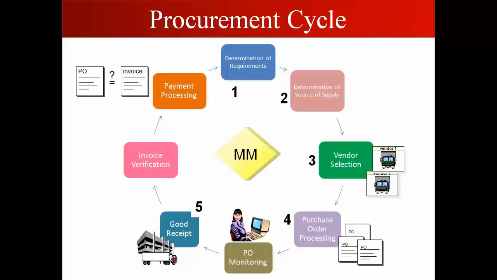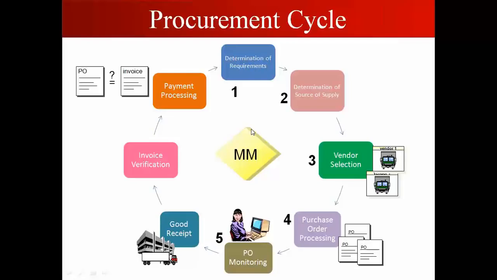Then step number 5 will be purchase order monitoring, where myself or someone in the business will be monitoring all the purchase orders sent to the vendors. We'll be monitoring that, okay, this is supposed to be delivered today, or it was supposed to be delivered yesterday. We just need to keep an eye on when it was supposed to be delivered and when the actual delivery is happening. That's monitoring.